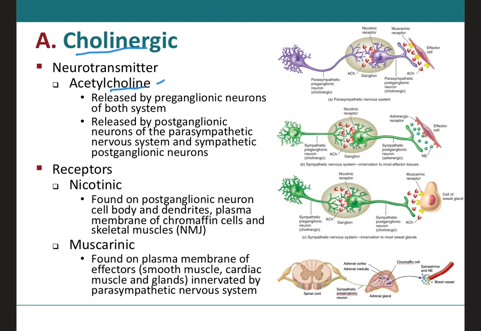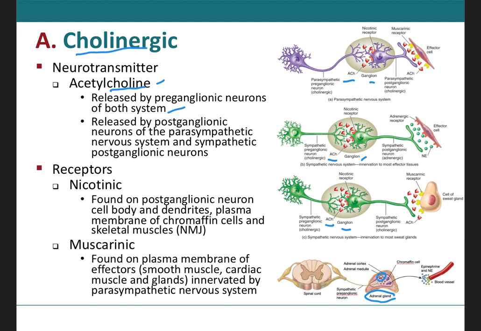In the autonomic nervous system, the cholinergic neurons are going to include all of the parasympathetic and sympathetic preganglionic neurons. Look at the images. All of the preganglionic neurons will release acetylcholine at the ganglion or at the adrenal gland. So they're all cholinergic neurons.